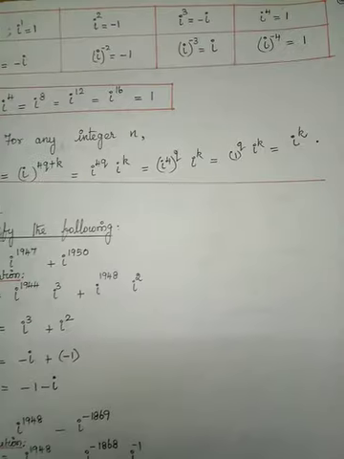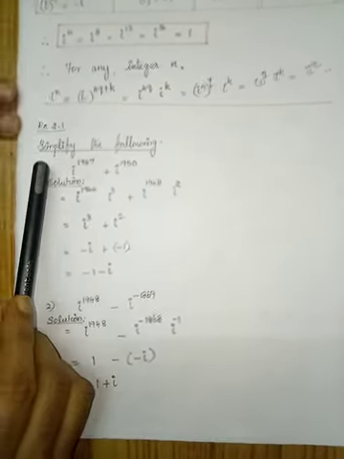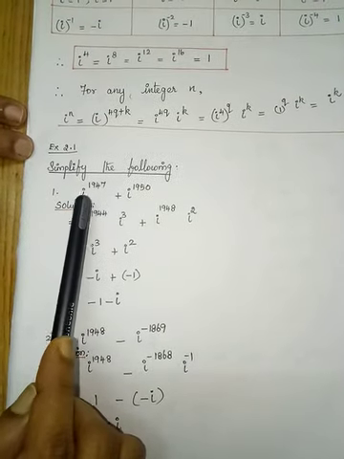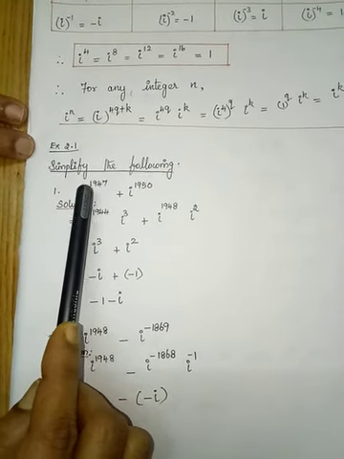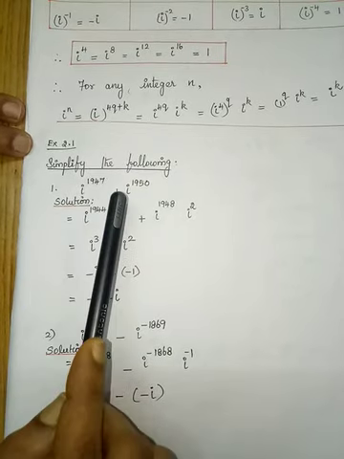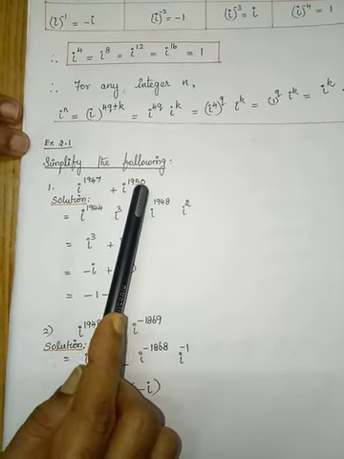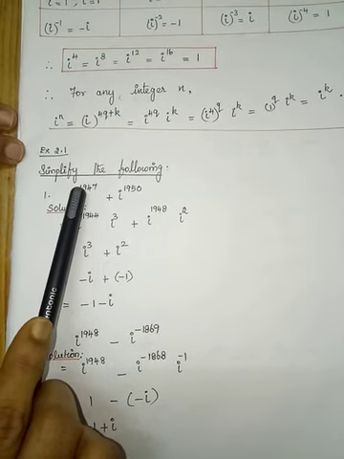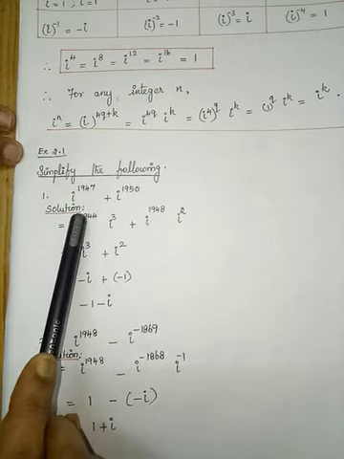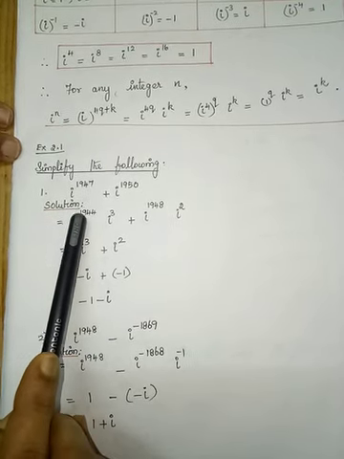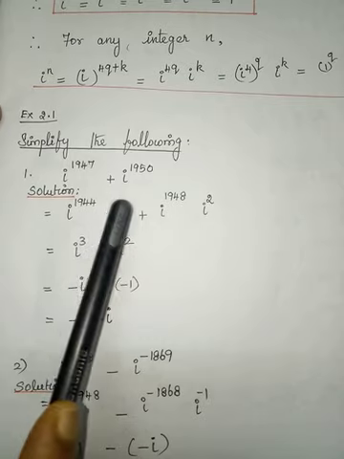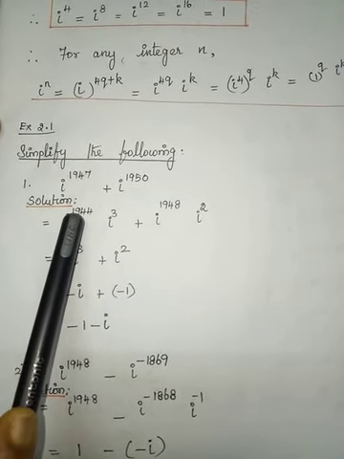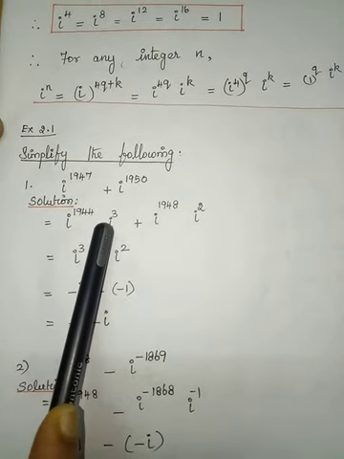Okay, so we'll see exercise 2.1. The problems: simplify the following. First question: i to the power 1947 plus i to the power 1950. I have written 1947 as 1944 plus 3. So I have written the term as i to the power 1944 into i cube.